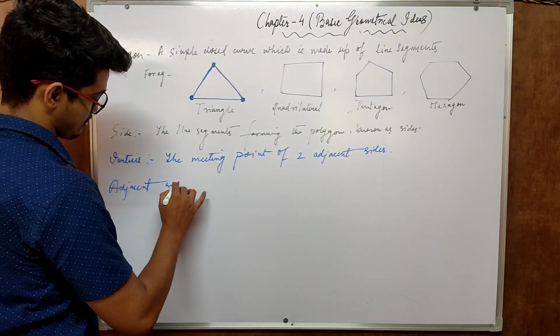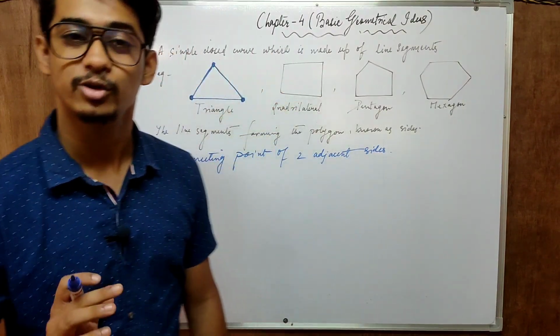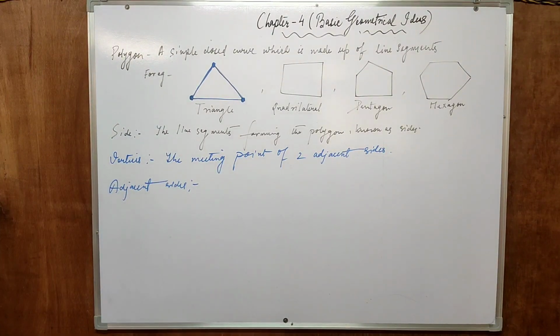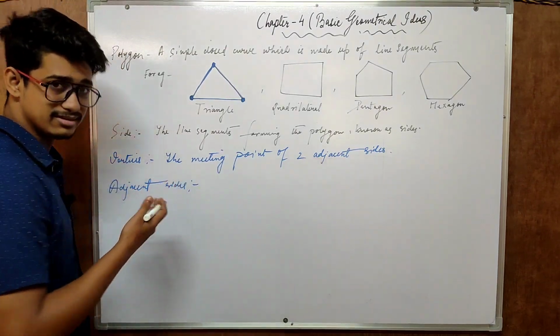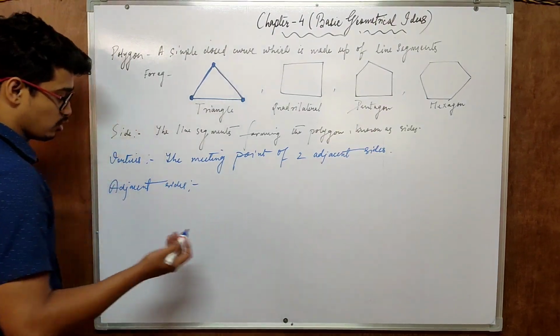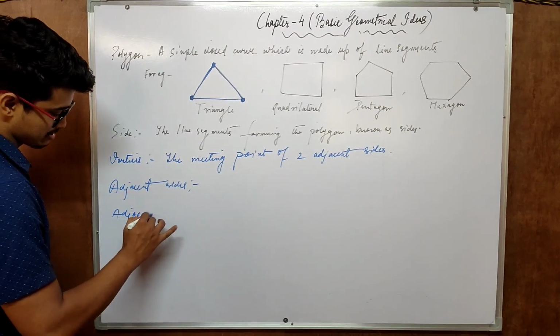Adjacent sides are nothing but what? Which have one common vertex. So that means the endpoints of the same side of a polygon are called adjacent vertices or adjacent sides. Any two sides of a polygon with a common endpoint, or you can say vertices, the same thing. Now the adjacent vertices.